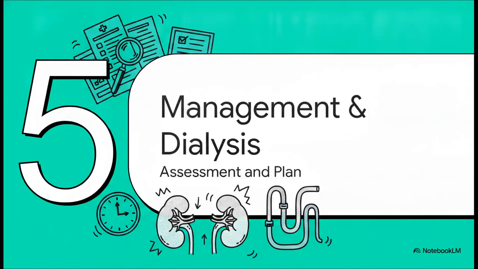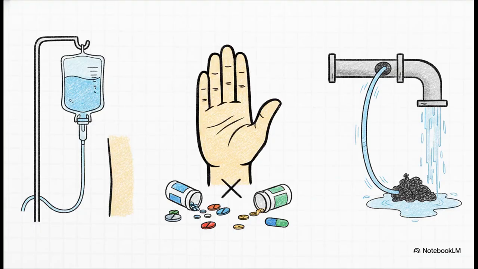And finally, Section 5, Management and Urgent Dialysis, the Assessment and Plan. We've seen our patients, so now let's finalize the plan. For our morning presentation, we have to show the attending that we match our treatment directly to the mechanism of injury. For our Case 1 pre-renal patient, we prescribe isotonic IV fluids to rapidly restore volume and perfusion.